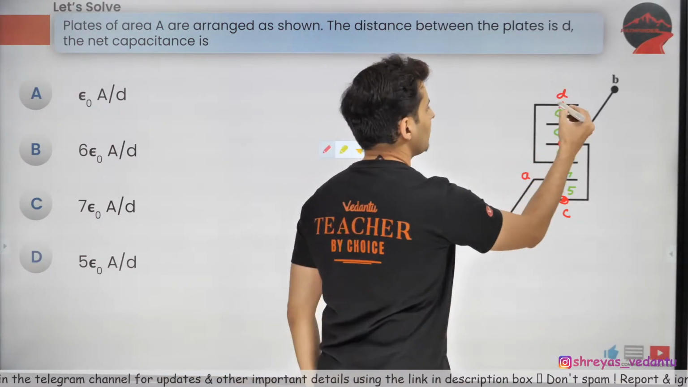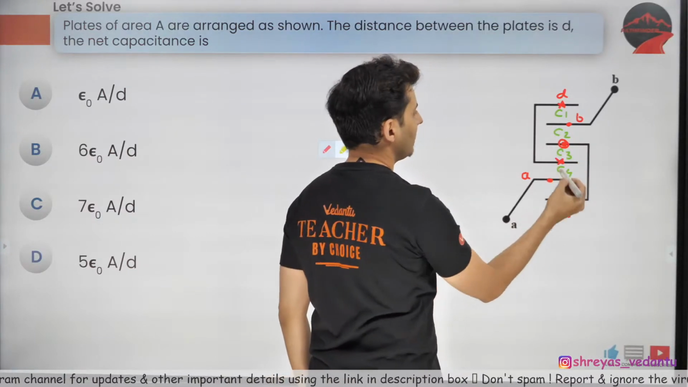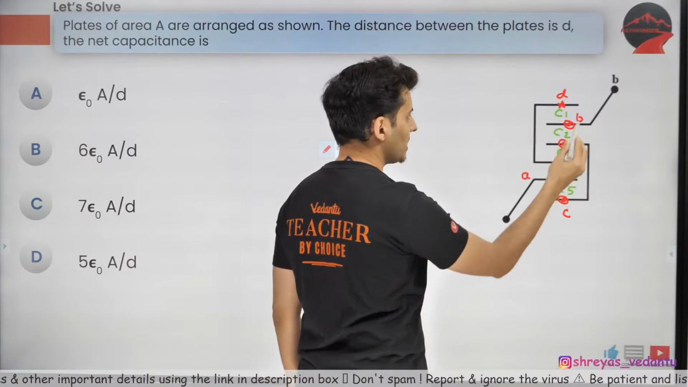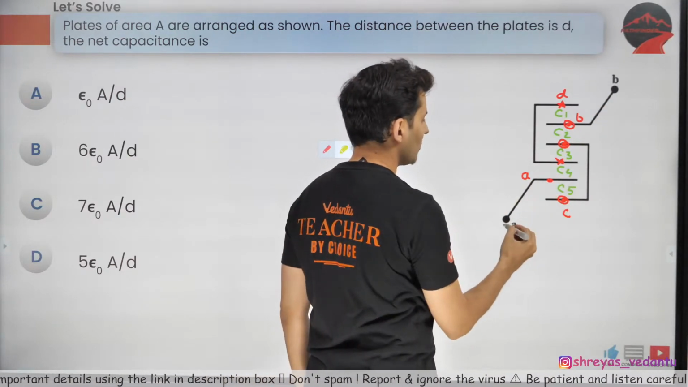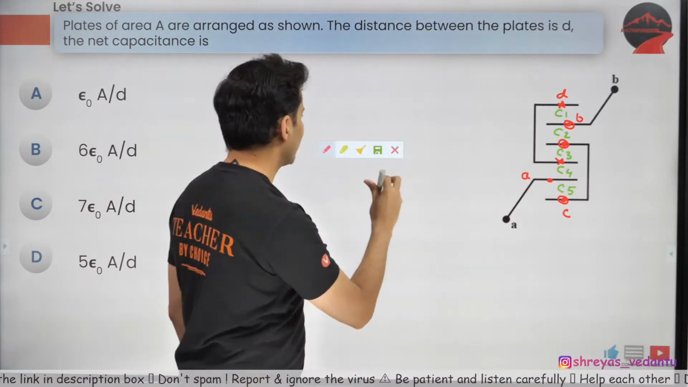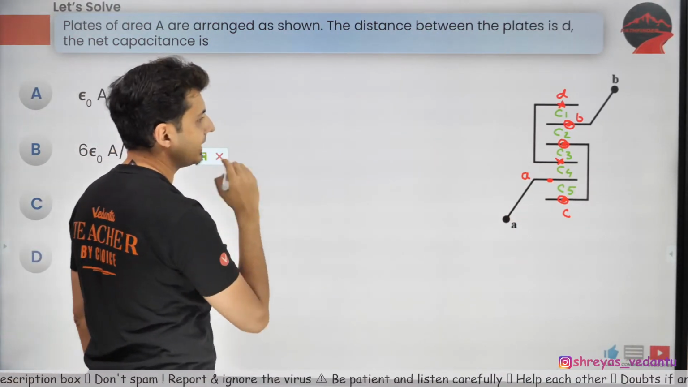So this plate and this plate are at the same potential. This is point B, at the same potential as that point B. This is A, this is also A. This is C, this is also C. Now let's try to redraw the circuit and see what we get.